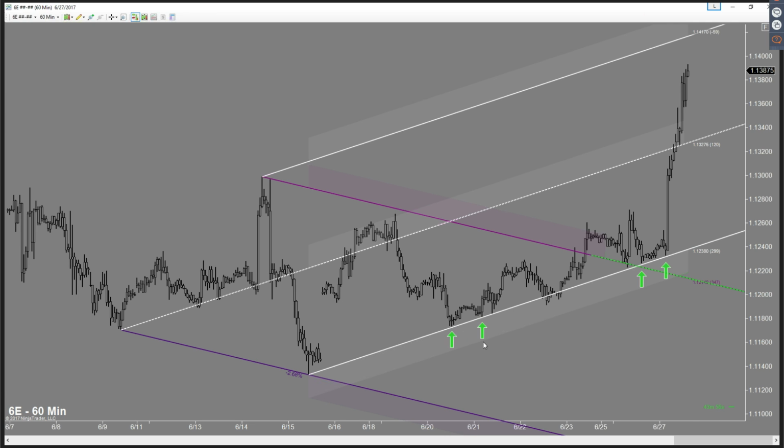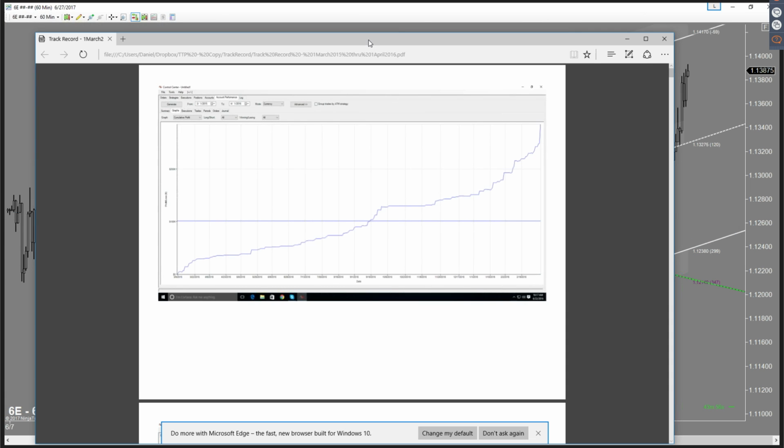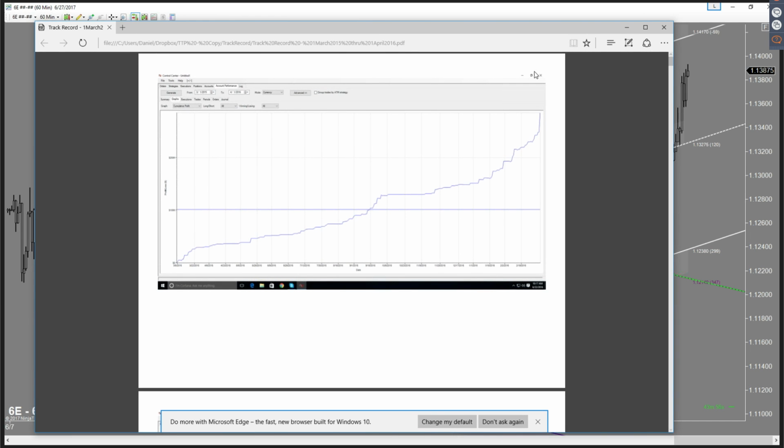So when you see all of this combined with all of the tools across the time frames, there's really nothing like it. I mean, it's pretty incredible. So before we go any further, let me show you the track record just to kind of prove the validity of what I'm talking about here.